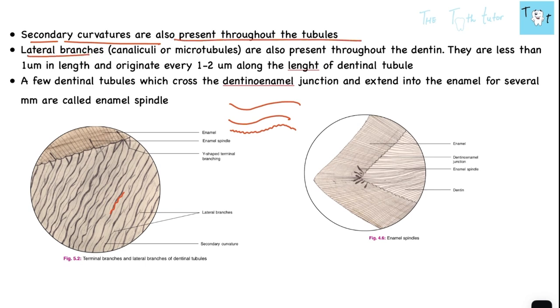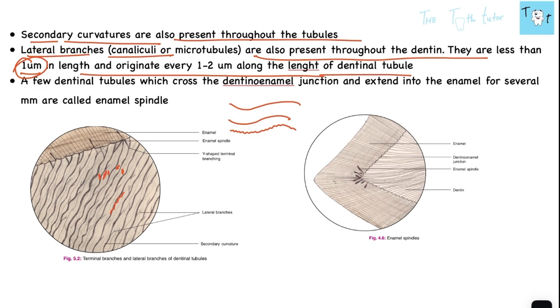Lateral branches or canaliculi are also present throughout the dentine. They are less than 1 micrometer in length and they originate every 1 to 2 micrometers along the length of the dentinal tubules. So you can see these slight branches on the dentinal tubules. These are called canaliculi or microtubules. They are present throughout the dentinal tubules, less than 1 micrometer in length, and present after every 1 to 2 micrometers.